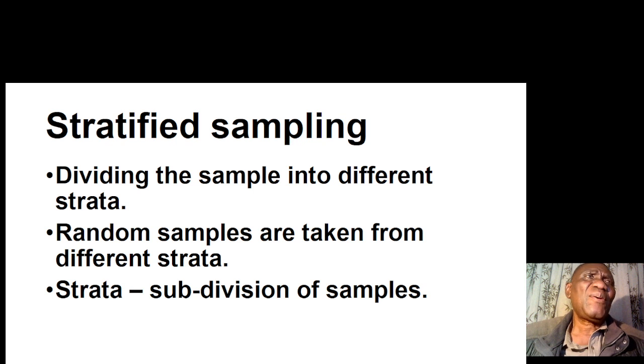But you now have random samples being taken from different strata. Let's say you had divided your area in natural region 2, 3 and 4, probably like what we have in Murewa and in Mutoko. Now within each natural region or within each strata, you take random samples. So strata is the subdivisions of samples.